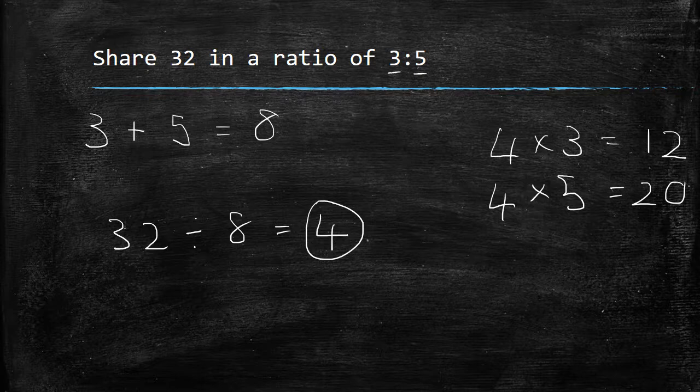So John will get 12 sweets and Susan will get 20 sweets. If we add them together, you'll see we're back at 32, the same as we started off with. So we divided it correctly in that ratio, 12 to 20.